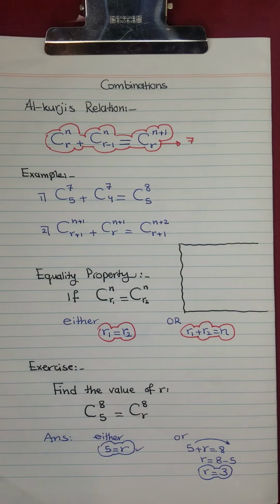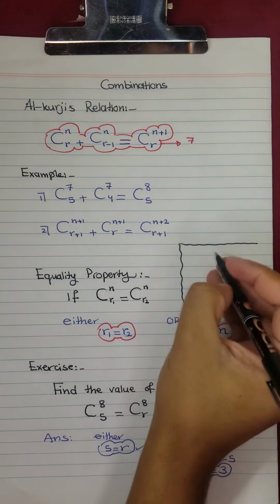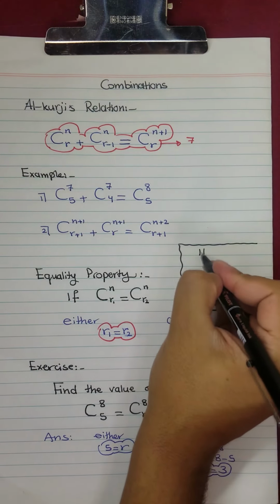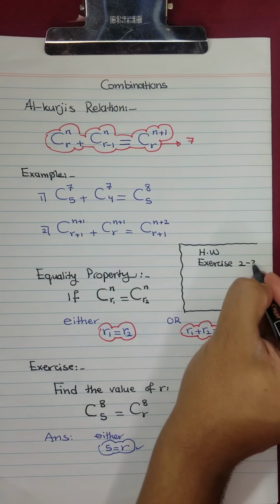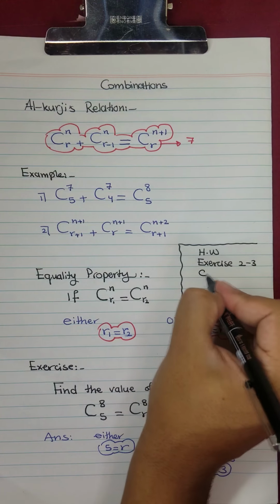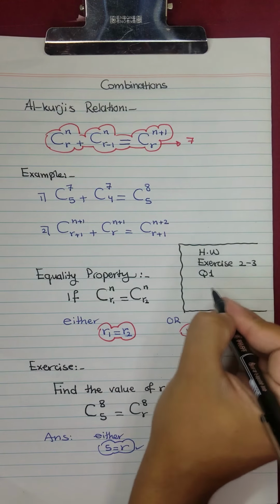So please, you need to revise the properties well, and your homework is on exercise 2-3, the one I showed you at the beginning of this class. Question 1, I need you to solve B, C, D, and E. There are 4 simple questions of evaluating. Try to apply as many properties as you can in these questions, and we'll see you inshallah next class.